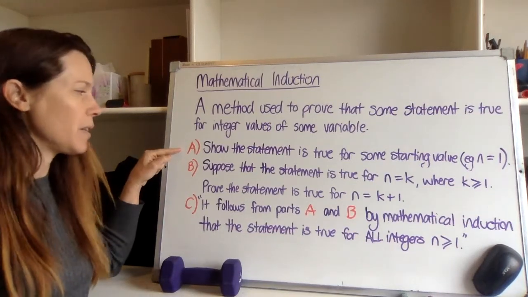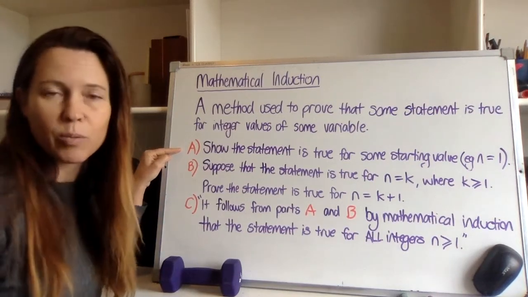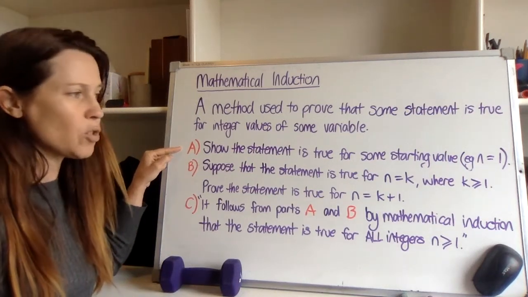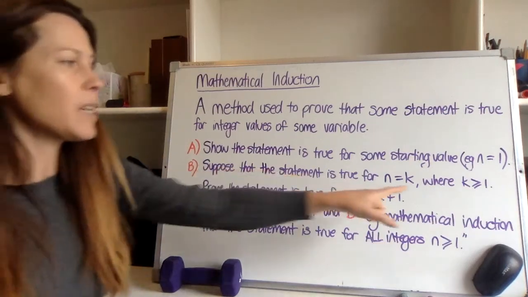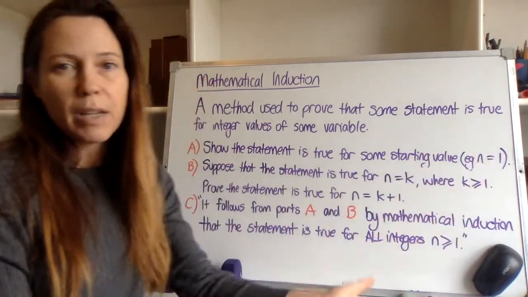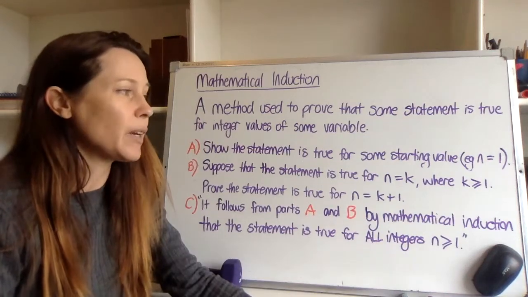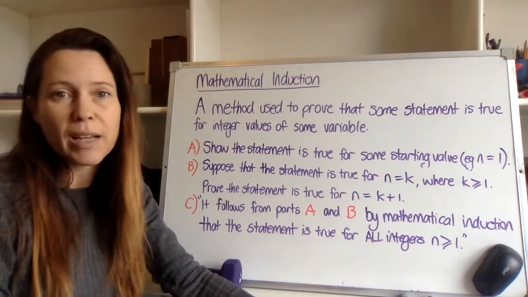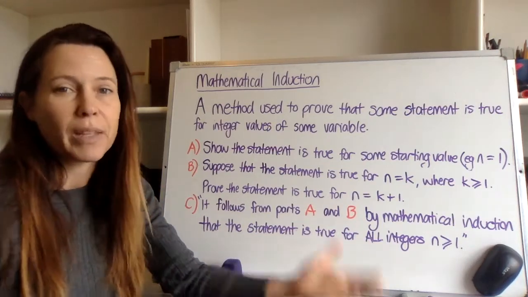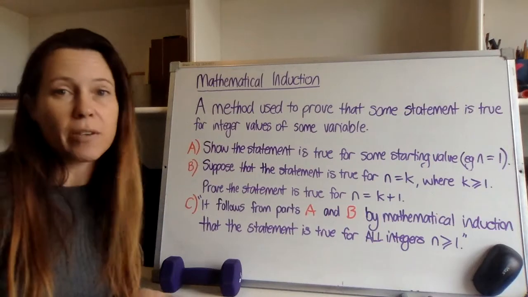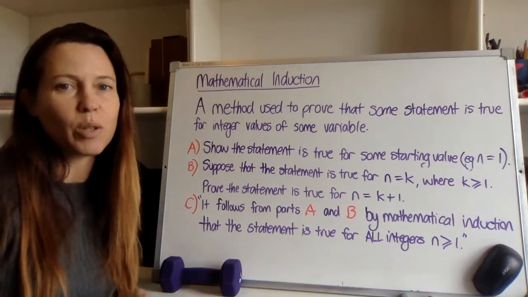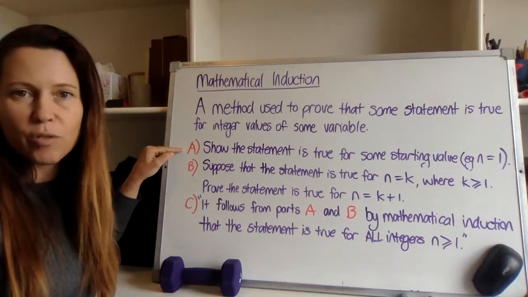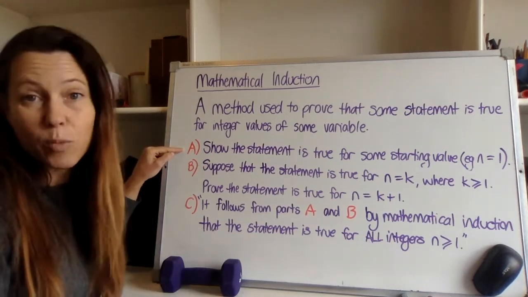Now, the first part is where we show that the statement, whatever it is, and this will be some sort of equation or formula, is true for some starting value. I've written here, for example, n equals 1. It might be that the most logical starting value is n equals 0. It'll depend a little bit on the situation, but for many of them, we'll start with the first positive integer. Remember, it's generally integer values that we're looking at, and usually positive ones too. So we start by saying, let's show that this thing is true for a starting point, let's say when n is 1.